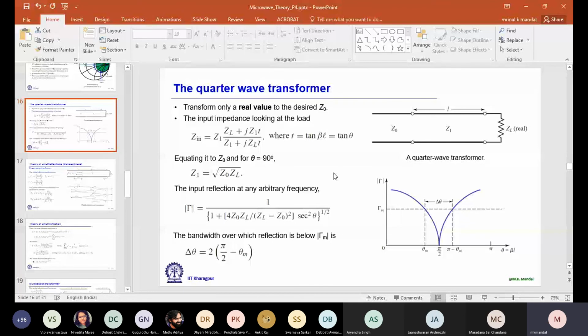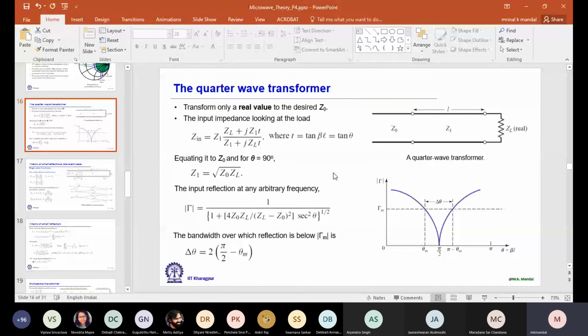Now, what about the input reflection coefficient at any arbitrary frequency? Because I also want to see what the bandwidth of this matching network is. Well, as I said, for practical purposes, we don't always need a perfect match or gamma equal to 0. Sometimes they will specify, okay, if the reflected power is less than 5%, that should be enough for our application. Then how do we find the bandwidth, or the range of frequency over which this reflection is less than 5%? So how to proceed?